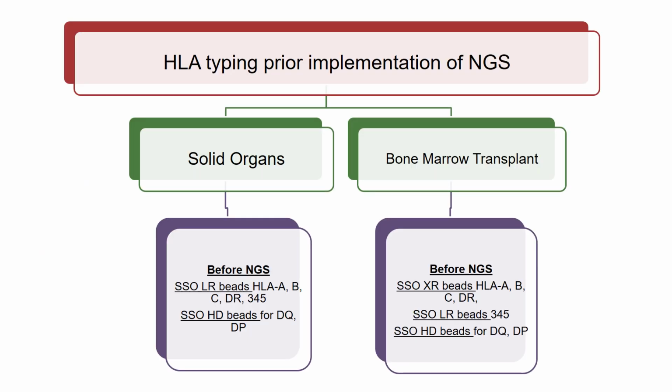In our lab, before implementation of NGS, we used to divide our method of typing into two main categories. For solid organ, we used to do SSO low resolution beads for A, B, C, DR, and SSO high definition for DQ and DP. On the other hand, for bone marrow transplant, we used to do SSO by XR beads for A, B, C, DR, SSO low resolution for DR3, 4, 5, and SSO high definition for DP and DQ. We used to confirm only HLA-A and B by high resolution SSP trays.